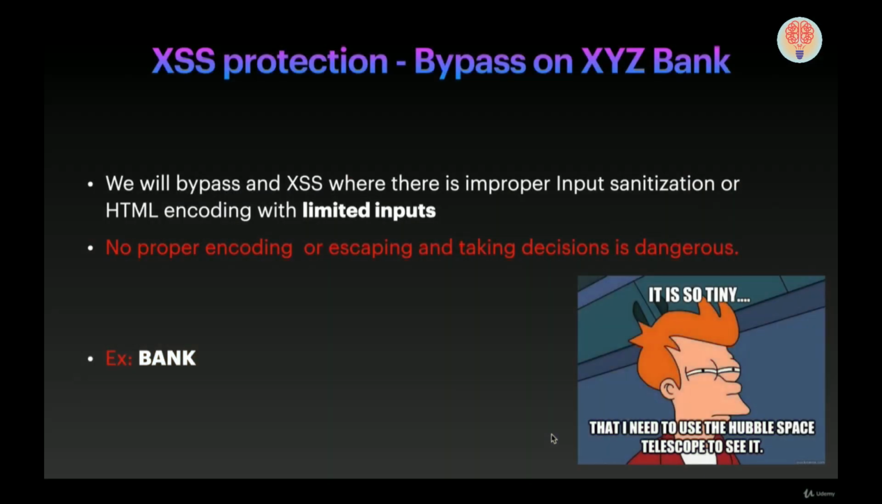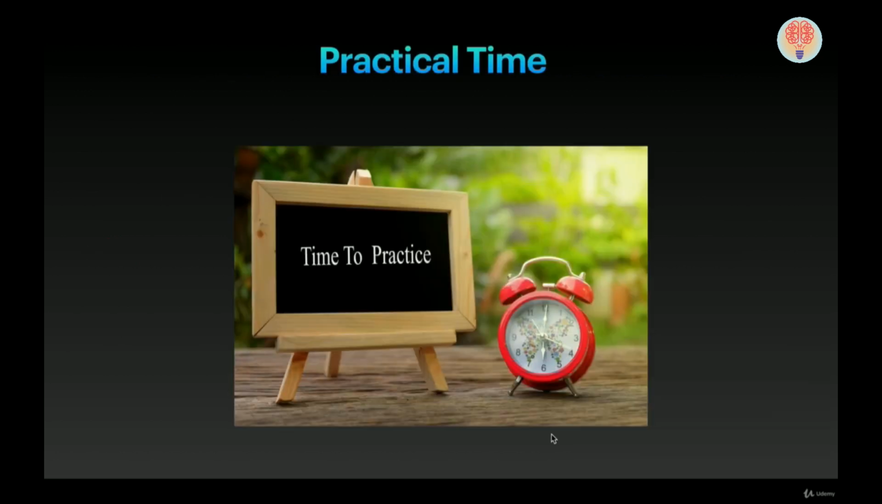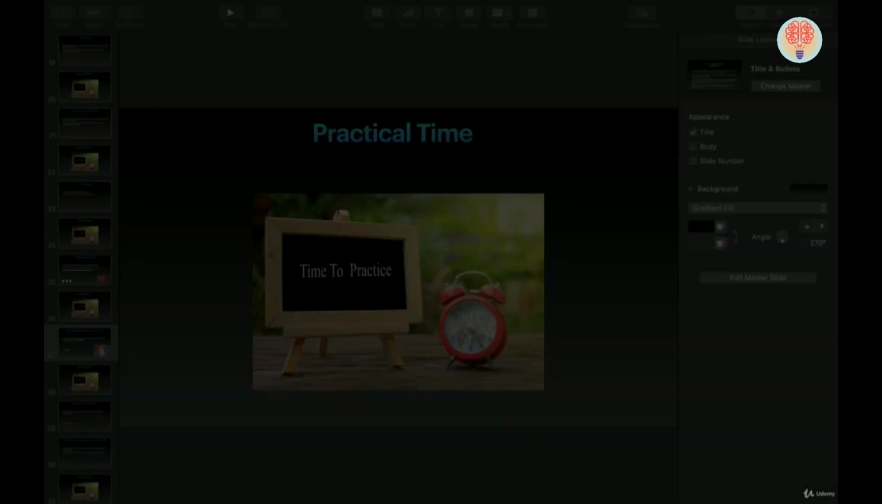Hello everyone. In this video, we are going to see an XSS protection bypass on a bank website. We will bypass an XSS where there is improper input sanitization or HTML encoding with limited inputs. In this example, we are going to see how we were able to perform an XSS attack on a bank website. The payload is going to be very, very tiny because of limited inputs on the website. So it is practical time, and let's see how we can achieve this XSS.